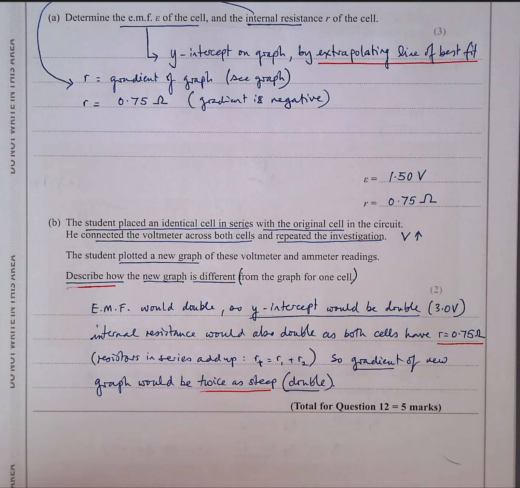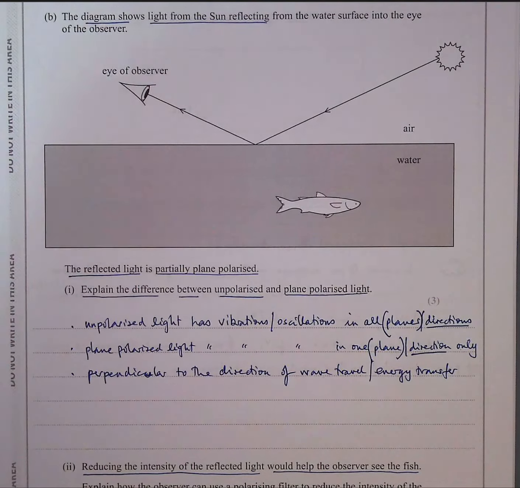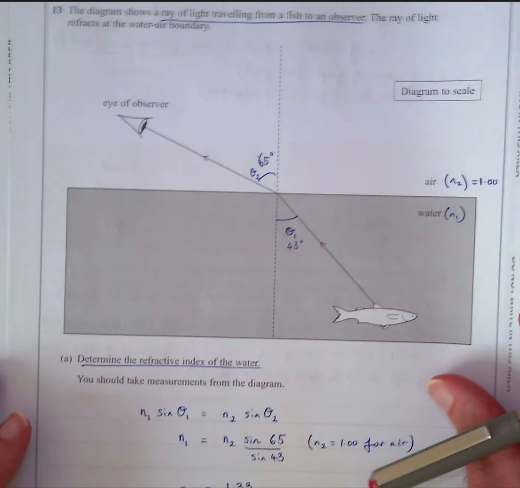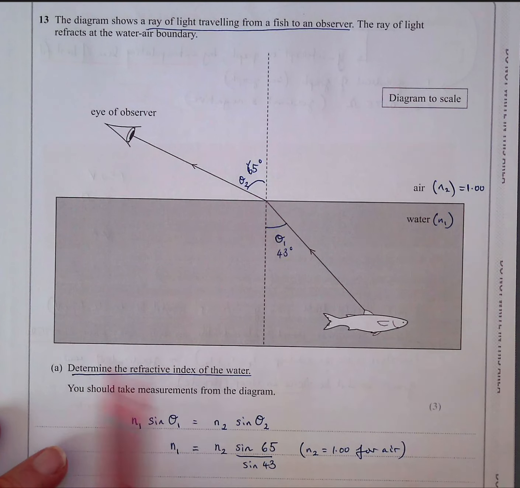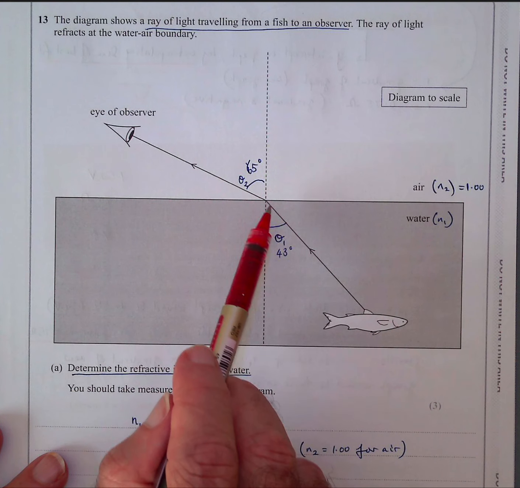Okay, so for the same current axis, the drop in voltage will be double. So both of them double. So that's question 12.